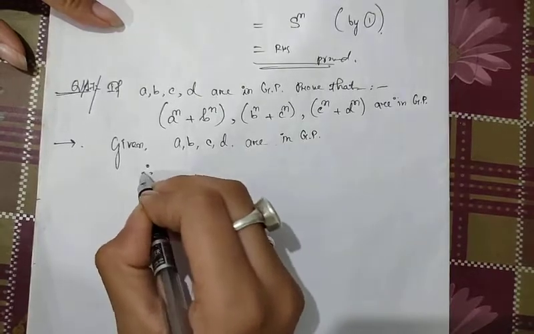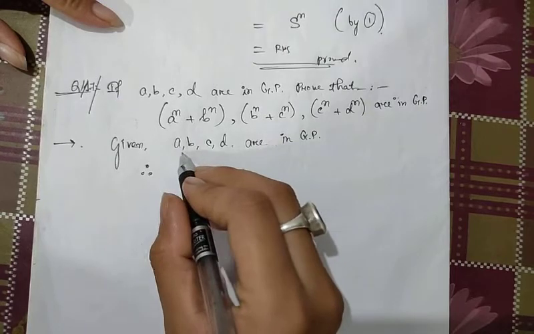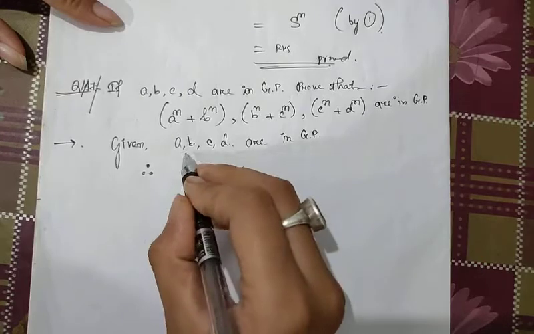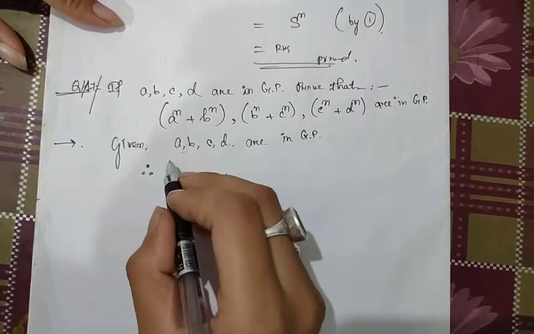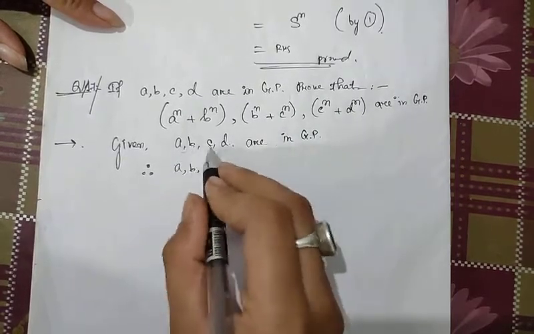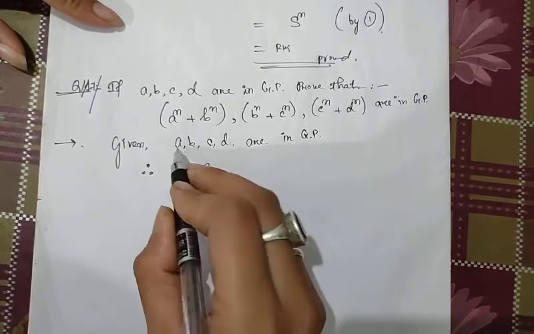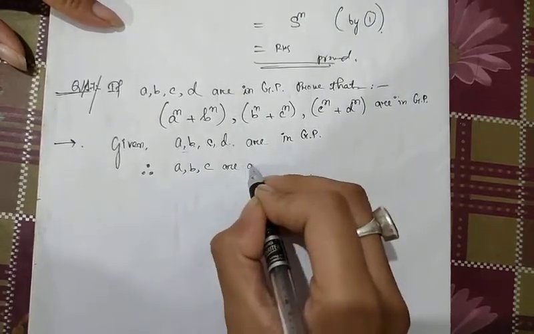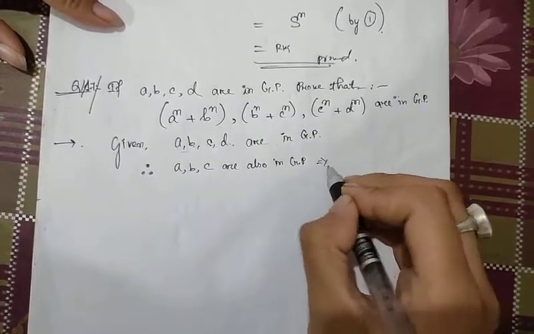Therefore, what will happen? The first three terms will be in GP. If A, B, C, D are in GP, then A, B, C are also in GP. Since A, B, C, D all four are in GP, so A, B, C are also in GP. Therefore, how can we write?